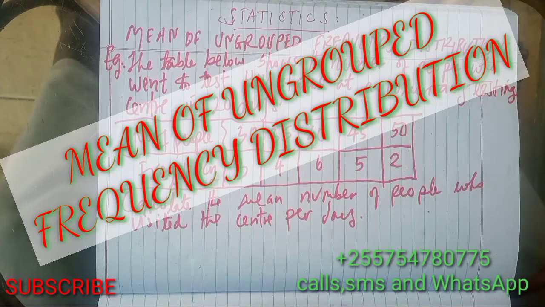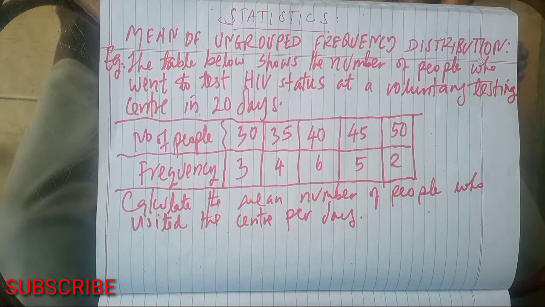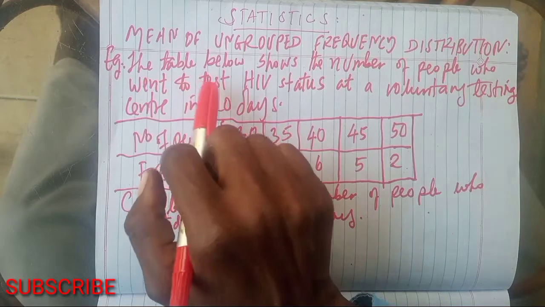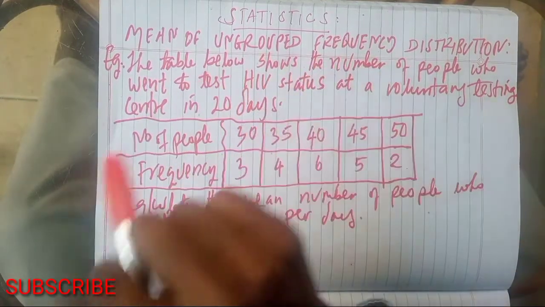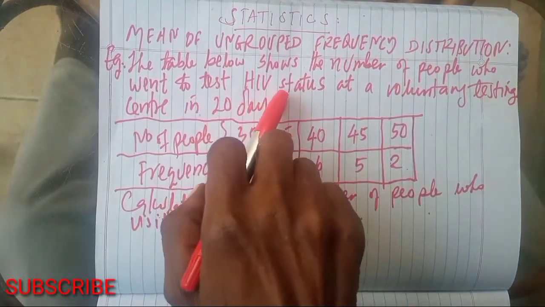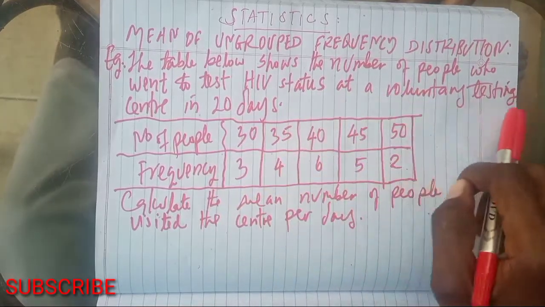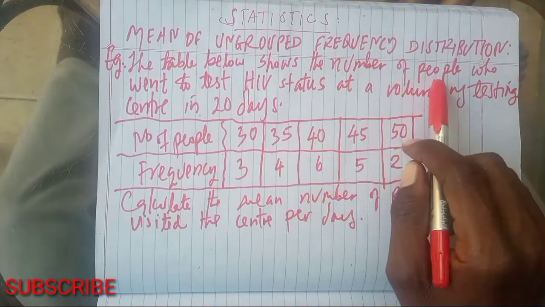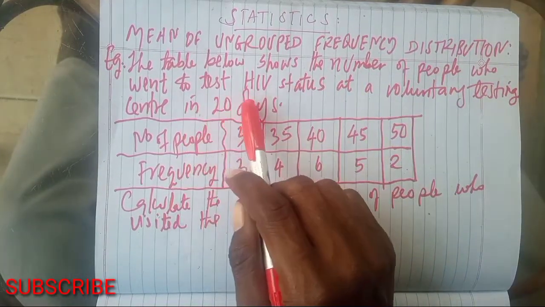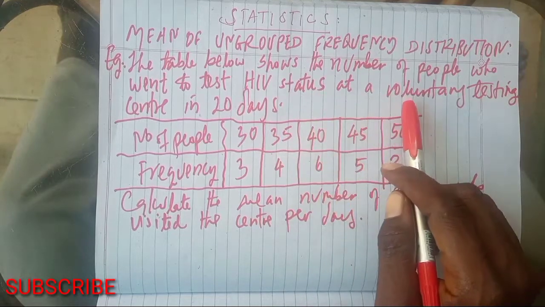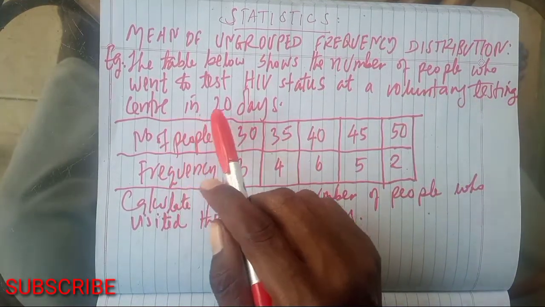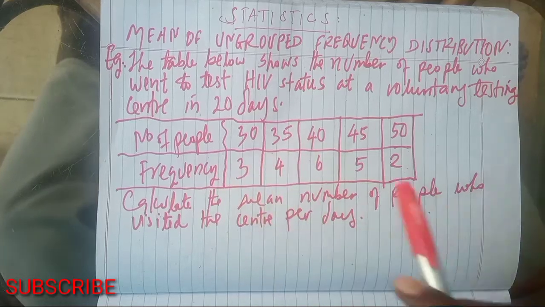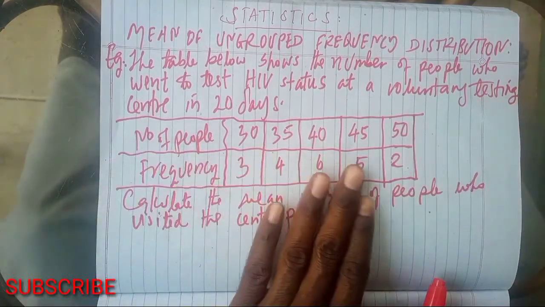Let us discuss what we call the mean, that is, statistic: mean of ungrouped frequency distribution. Example: the table below shows the number of people who went to test the HIV status at a voluntary testing center in 20 days. So when you look at this one, this is a frequency distribution table.